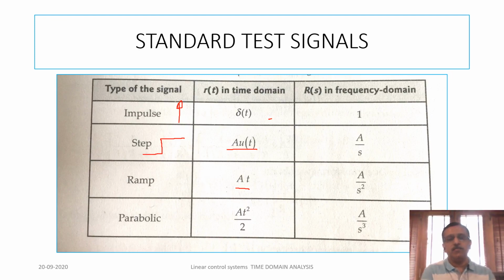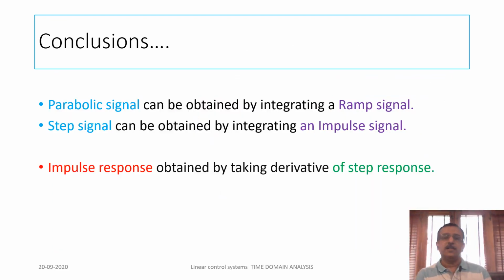And how is the shape? It's 0 for small values and then it will increase linearly. Parabolic input means 0, and after that, for t greater than 0, it increases at a faster rate. So these are the standard test inputs. These are some mathematically interesting things.